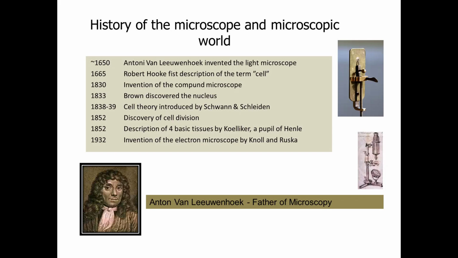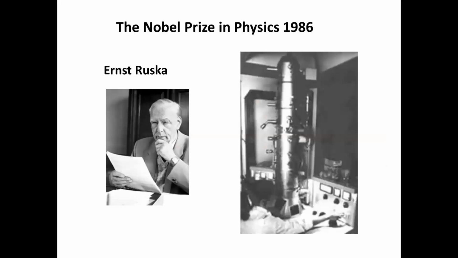In 1932, the microscopic world took a big leap when Knoll and Ruska invented the electron microscope. In 1986, they won the Nobel Prize in Physics for the invention of the electron microscope. This opened the gateway to the study of the ultrastructure of cells and other structures.